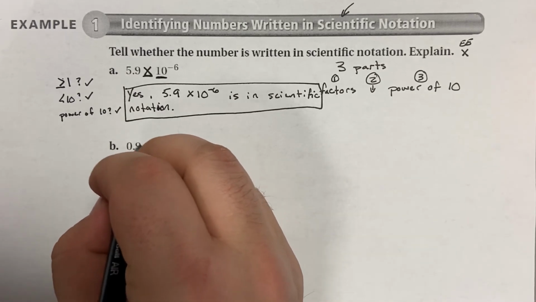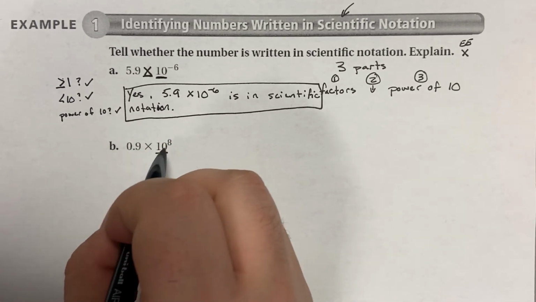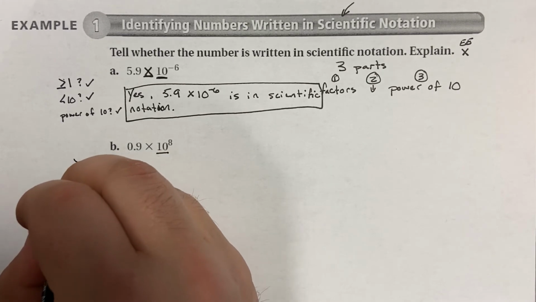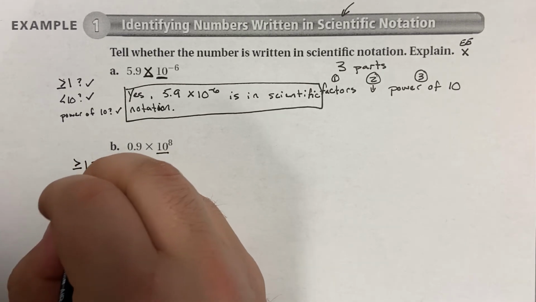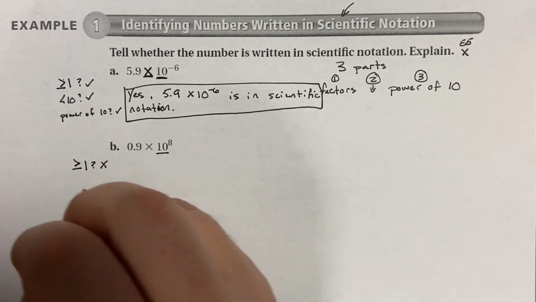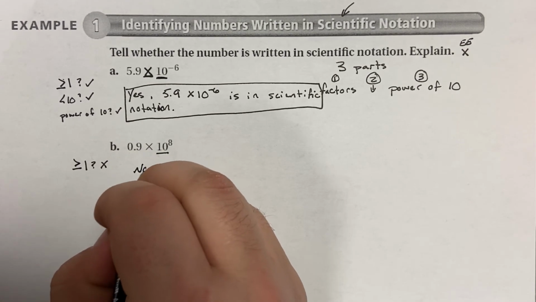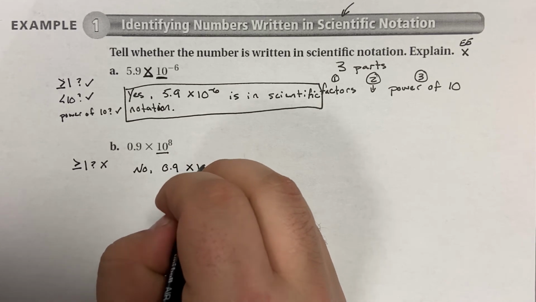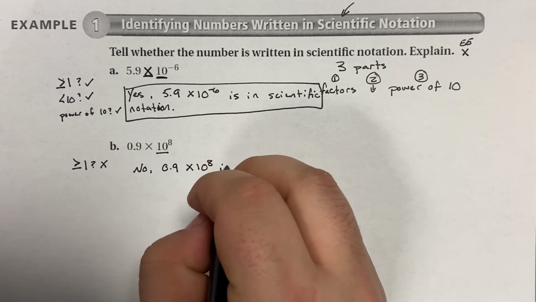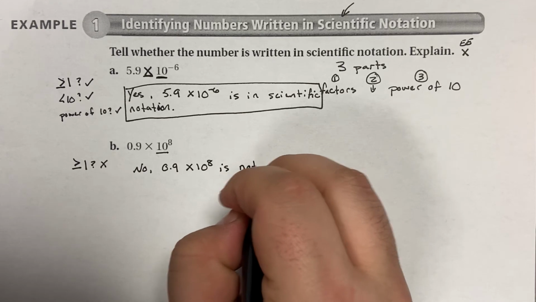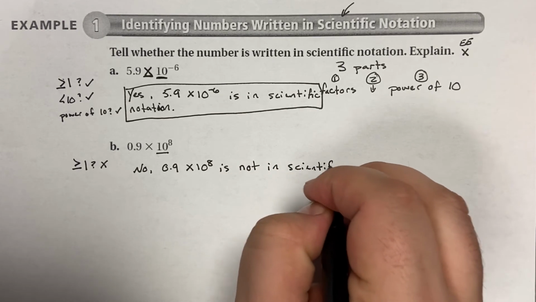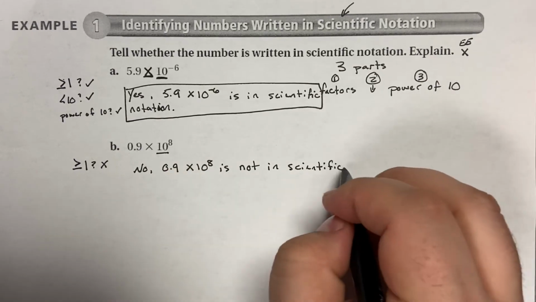All right, so we have a power of 10. We have something multiplying it. And the last thing is, is this number greater than or equal to 1? And the answer is no. So instantly we can stop. We can say no, 0.9 times 10 to the 8th is not in scientific notation.